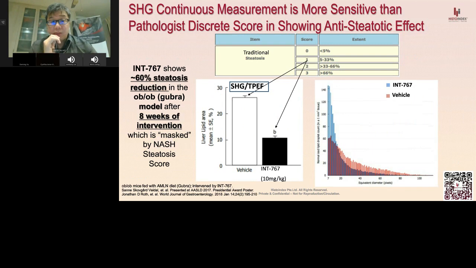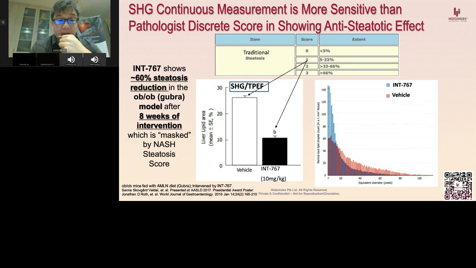So similar to the continuous measurement of fibrosis, now we're going to go straight into steatosis. The slide here expounds on how, in conventional pathology's assessment of steatosis, in this case showing a score of 1, the area involved by steatosis is between 5 to 33%, if you look at the table on top. 5 to 33% of the area of the entire tissue is a huge range based on just eyeballing of the affected steatotic area under the microscope. So you could just imagine the lack of resolution to determine the efficacy of the drug, in this case INT-767, which is a second generation of OCA, using such a wide range.